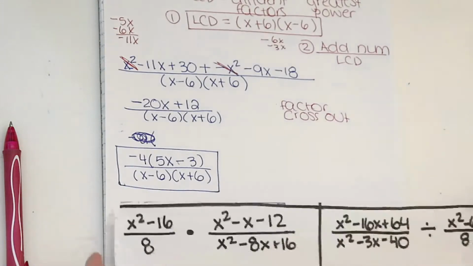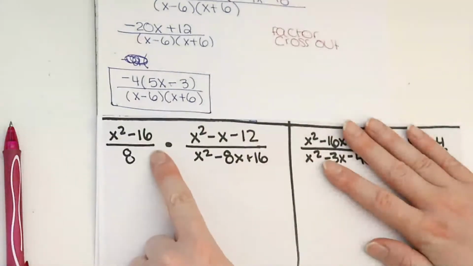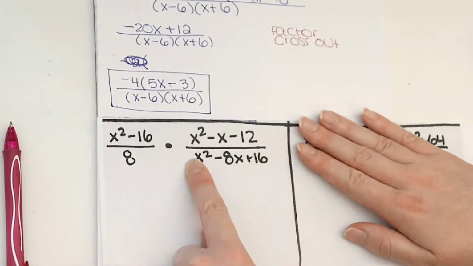Okay. So the next question is written here. So again, get caught up in your notes and then look at this next question, copy it down: x squared minus 16 over 8 times, and then this fraction.